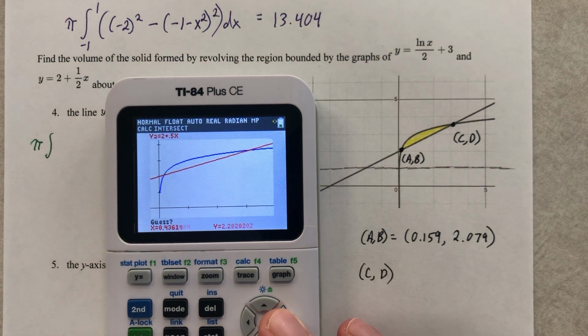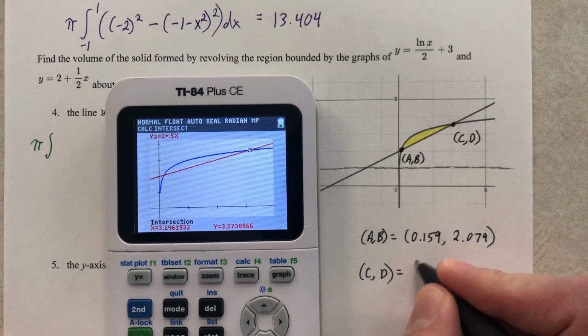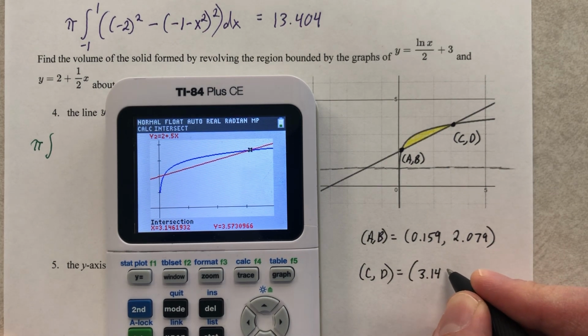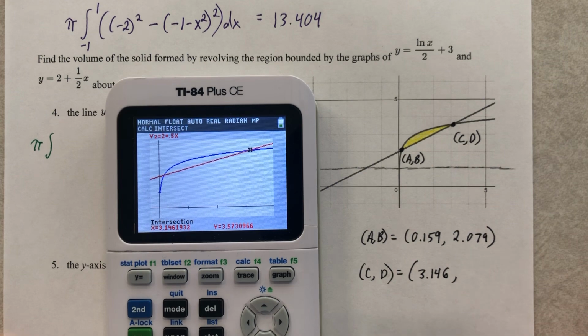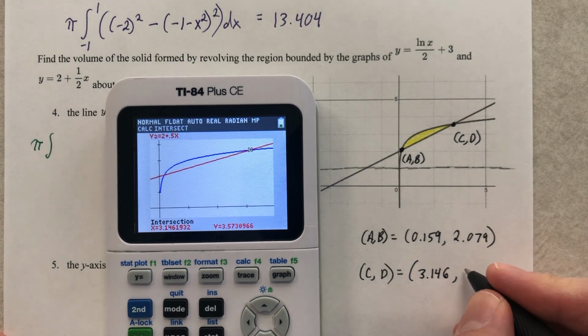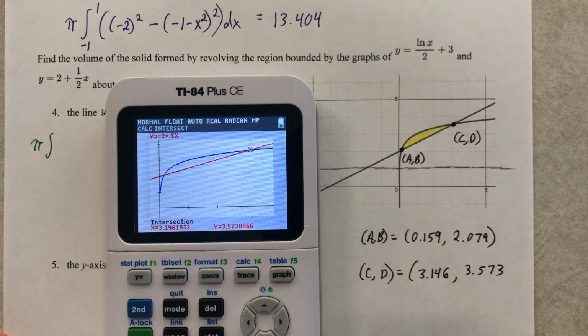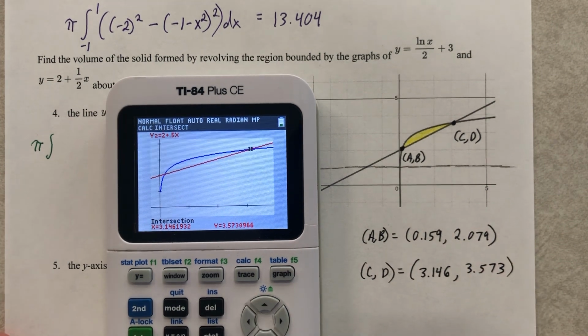Guess? Well, when you guess, you need to be close to the point you're looking for. Otherwise, the calculator is just going to work its way back to here. So there, close enough. And we found it. So C and D equals 3.146. That looks suspicious. And then 3.573. That is not pi, but it's awfully close to it.